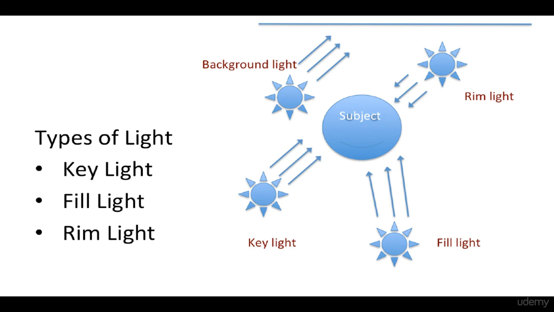Rim light. These lights outline the subject and separate the subject from the background. These lights are also known as side light or hair light depending on where they are placed. These lights help in popping the subject out. This light contributes the lightest tones and specular highlights.